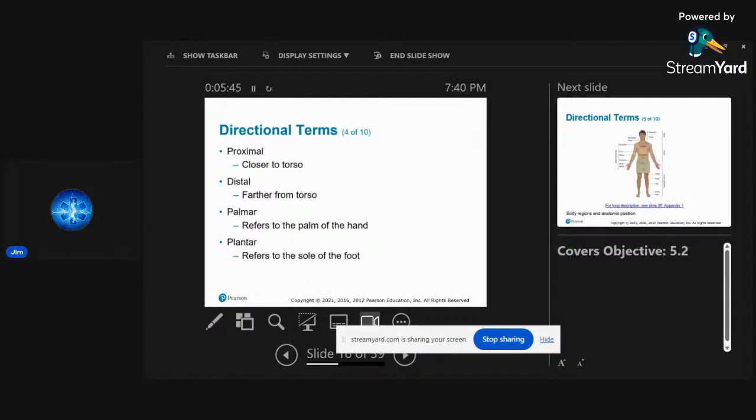Proximal means closer to the torso, and distal means farther from the torso. You'll hear that described sometimes when we're describing injuries, like he has a laceration proximal to his knee, or distal from his knee, or hip, or whatever. Palmar refers to the palm of the hand, and plantar refers to the sole of the feet.